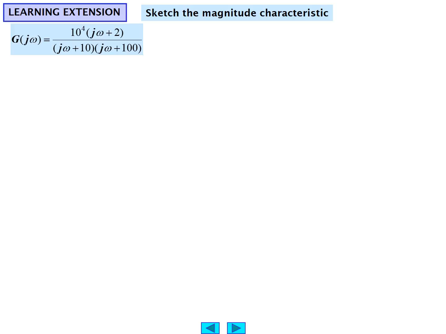Let's do another learning example where G(jω) is 10 to the 4th times quantity jω plus 2. That's our zero, divided by quantity jω plus 10 times quantity jω plus 100. Those are our two poles. But notice that they're not in standard format. The breaks could be at 2, 10, and 100. You could identify them from that particular form, but it's not a standard form, and it would certainly behoove us to put it in standard form.